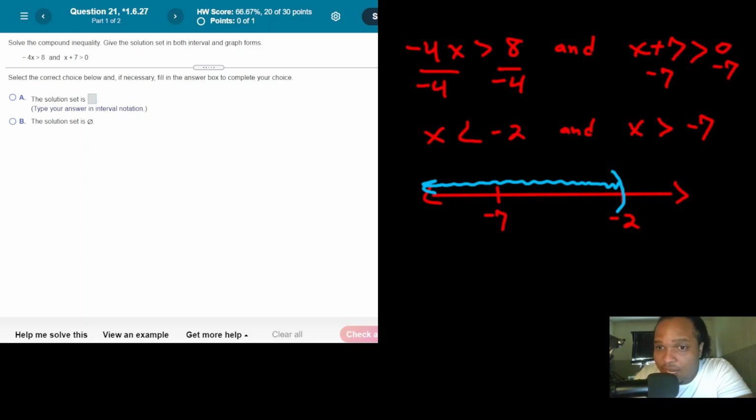X is greater than negative 7. We're going to put a parentheses here at negative 7 and shade in the opposite direction. This is "and," so we only want where they intersect, right in between here and here. And we are done. Same symbol. So this is negative 7 all the way to negative 2. And we're done.